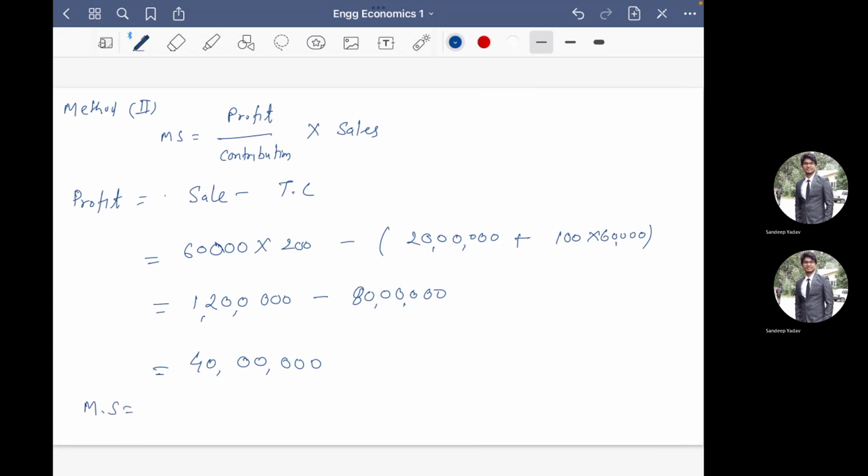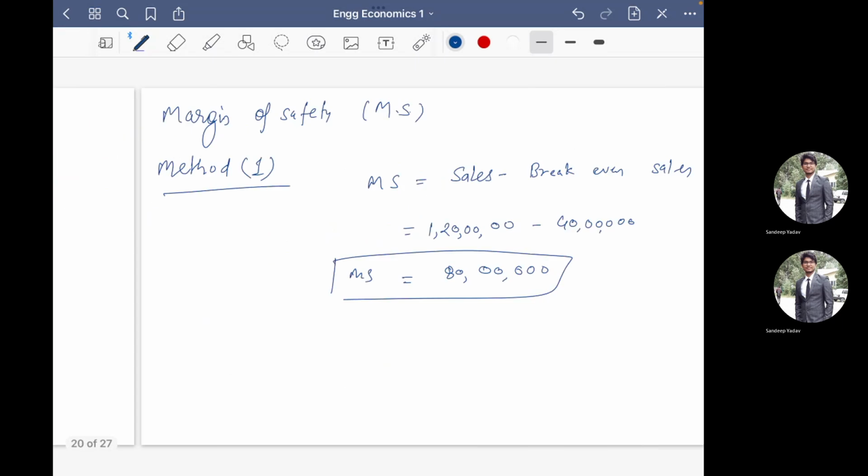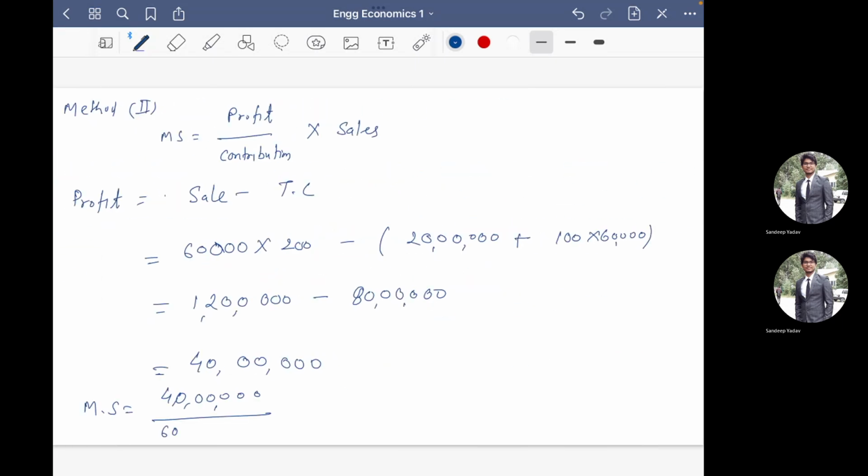From this formula, now we can directly calculate MS is equal to 40 lakh divided by contribution that we have calculated right now, that is 60 lakhs, multiplied by sales. Sales will be 1 crore 20 lakhs. And that whole thing will be 80 lakhs. So we have seen that the margin of safety comes as 80 lakh rupees from both the methods.